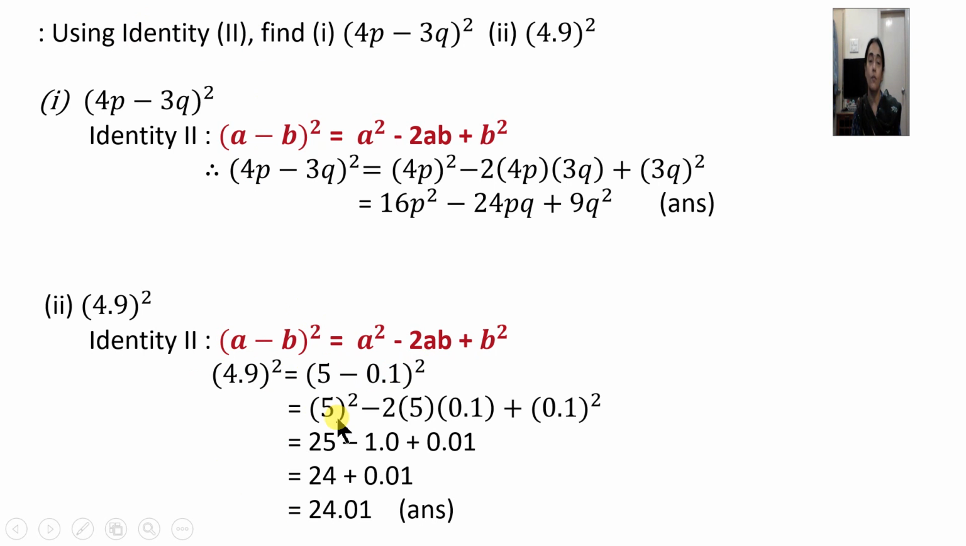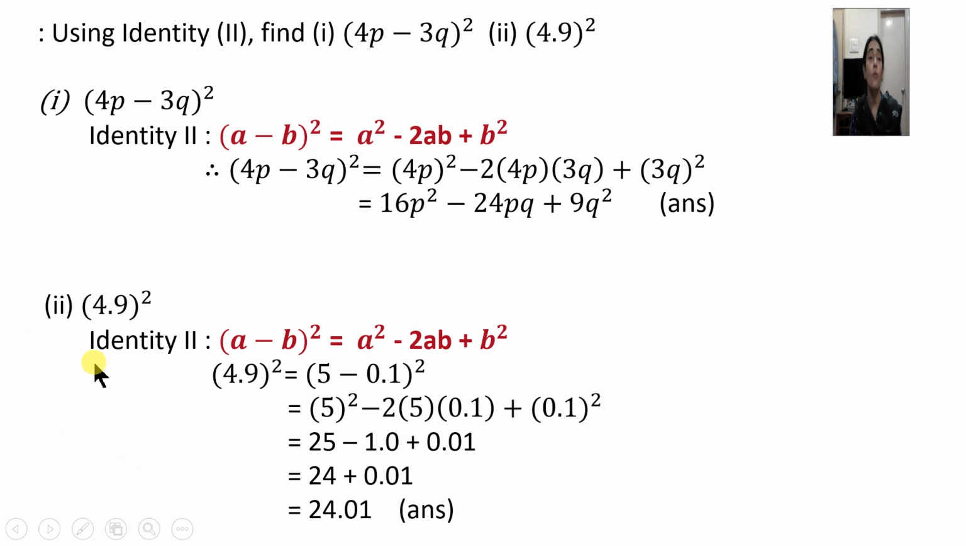So here, square of the first term minus 2 into first term into second term plus square of the second term. 5 square is 25 minus 2 5s are 10, 10 into 0.1 is 1.0, plus 0.01, square of 0.1. When you multiply 0.1 into 0.1, you get 0.01. If you don't know, multiply in your rough work. Now 25 minus 1 is 24, plus 0.01. So the answer is 24.01. This is how we apply identity 2.